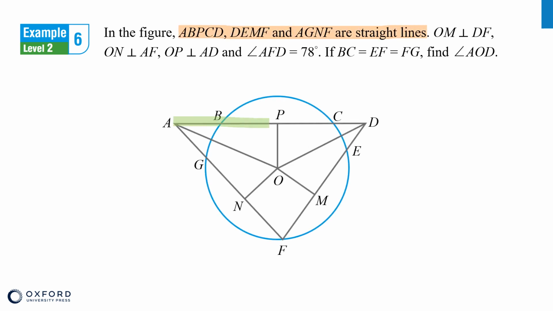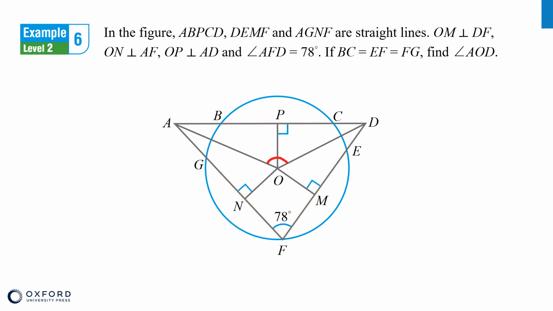In the figure, ABPC, DEMF, and AGF are straight lines. Also, OM is perpendicular to DF, ON is perpendicular to AF, OP is perpendicular to AD, and angle AFD equals 78 degrees. If the lengths of line segments BC, EF, and FG are the same, what is the value of angle AOD?